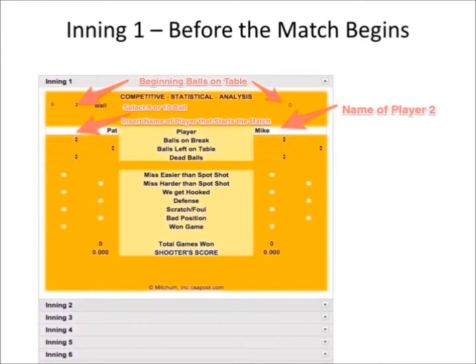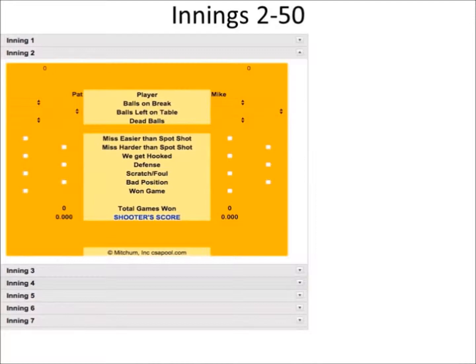This is inning 1 after you have downloaded the app. And a good thing to do before the match starts is, in the left section, this is a 9-ball app, 9 and 10 ball app. So you would select either 9 or 10 in the drop down box. The 9 is the default, so unless you're playing 10 ball, you don't need to do anything there. Go ahead and insert the name of the first person that's going to break. That'll be player number 1, and his opponent would be player number 2.